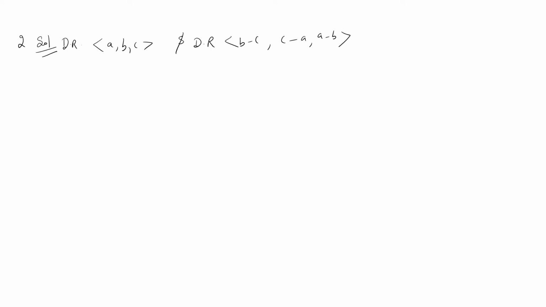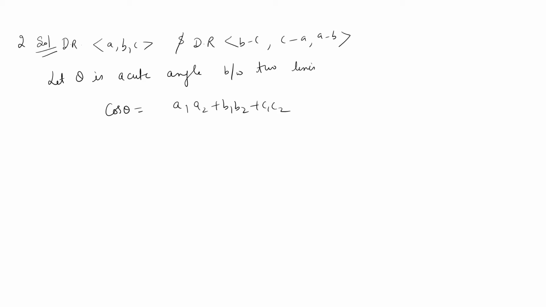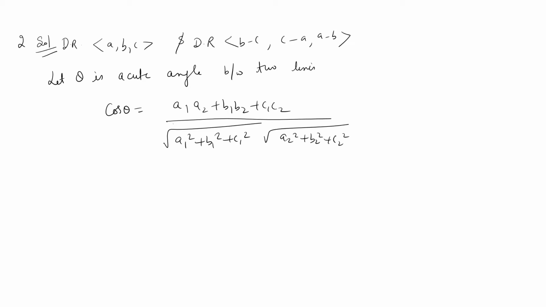You very well know that these are given as direction ratios, and if theta is the acute angle between the two lines, then cos theta is given, using the Cartesian form, as the magnitude of a1 a2 plus b1 b2 plus c1 c2 upon the square root of a1 square plus b1 square plus c1 square, times a2 square plus b2 square plus c2 square. We take the magnitude only because we are talking about the acute angle, so we will consider the positive case only.